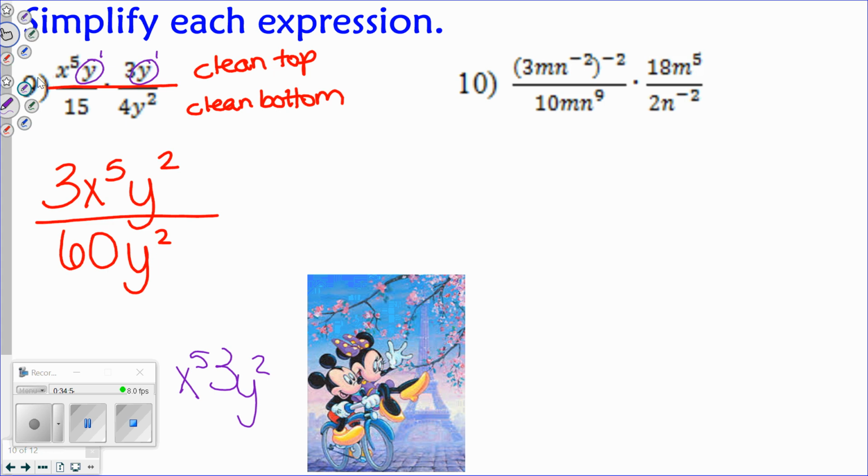X to the 5th times 3, like I did 3x to the 5th. The 3 is its own piece. It's being multiplied by the x to the fifth, which is then being multiplied by my 2y's, which is y squared. When you multiply, does it matter the order?